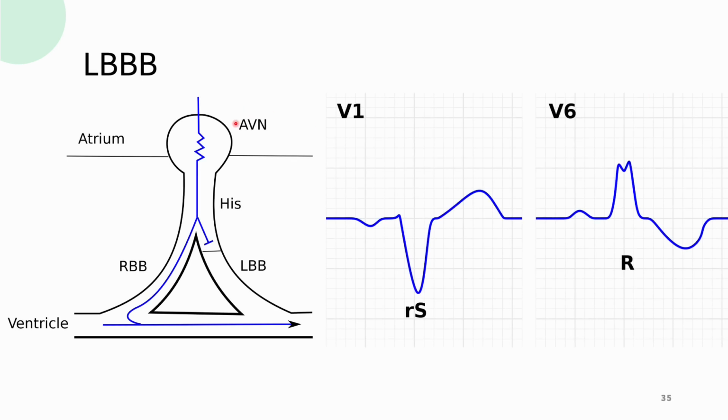On the other hand, with left bundle branch block, the conduction was going this way, but instead of going to the left side, it's blocked, so it has to go through the right side first and from there to the left side. And therefore, it's going to be kind of delayed. For this reason, in V6 representing the left ventricle, the wave appears wide like this, wide R.